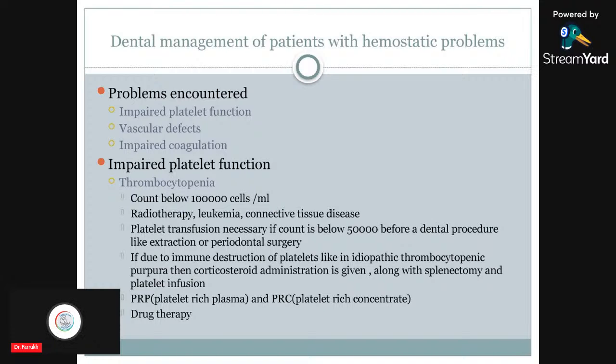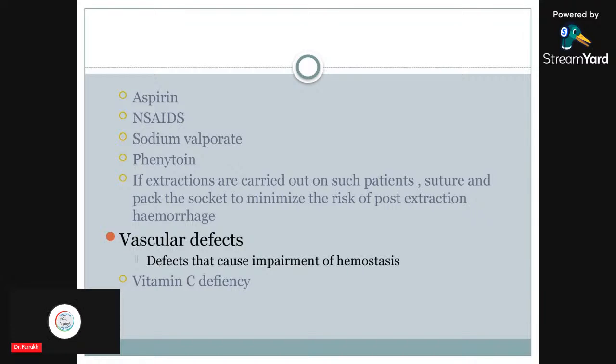If it is due to immune destruction of platelets, like in idiopathic thrombocytopenic purpura, then corticosteroid administration is given along with splenectomy and platelet infusion. Then PRP, platelet rich plasma, and platelet rich concentrate. Drug therapy includes aspirin, NSAIDs, sodium valproate, and phenytoin. If a patient is on such drugs, suture and pack the socket to minimize the risk of post-extraction hemorrhage.